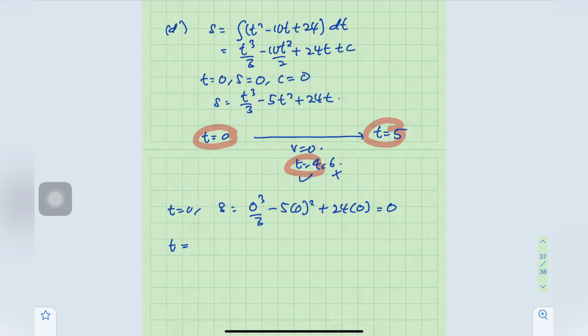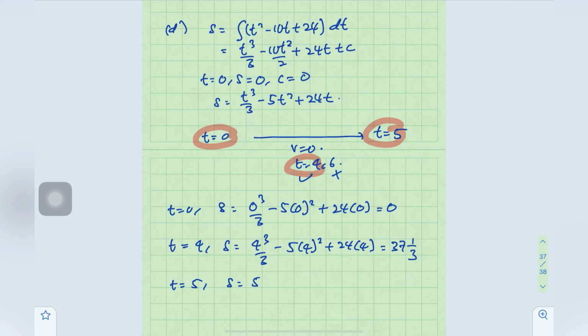When T equals to 4, S equals to 4 cube over 3 minus 5 times 4 squared plus 24 times 4 equals to 37 1 over 3. And when T equals to 5, S equals to 5 cube over 3 minus 5 times 5 squared plus 24 times 5. Okay, which is equals to 36 2 over 3. Okay, so to find the total distance, kita kena lukis lah.